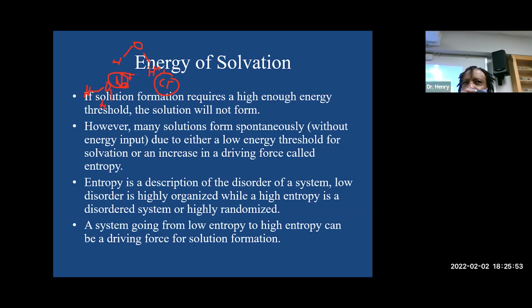Okay, not enthalpy, entropy. Entropy has to do with order. Entropy is basically described as the disorder of a system. Low entropy is highly organized, while high entropy is a disordered system, or highly random. So the higher the entropy value, the more random it's going to be. The lower the value, the more organized it's going to be.